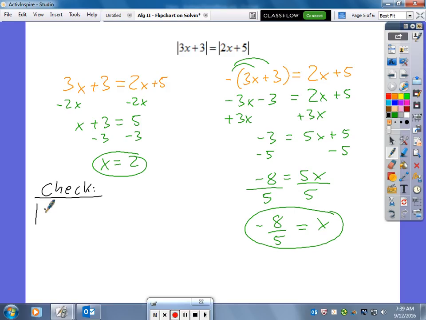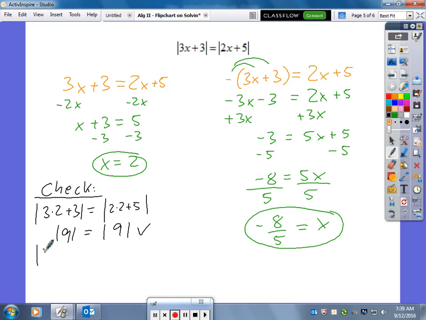The absolute value of 3 times 2 plus 3 is equal to the absolute value of 2 times 2 plus 5. 3 times 2 is 6 plus 3 is 9, so the absolute value of 9 is equal to the absolute value of 9. 2 times 2 is 4 plus 5 is 9. Check. Nice. And now the other solution, negative 8/5.